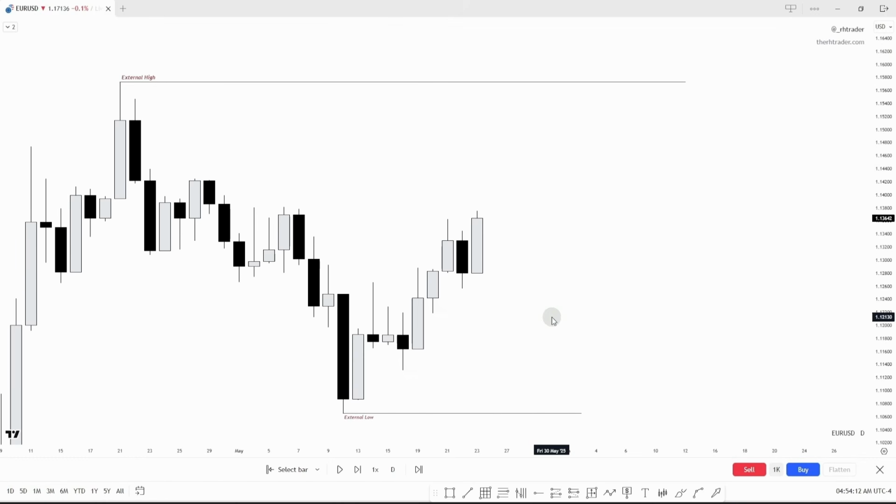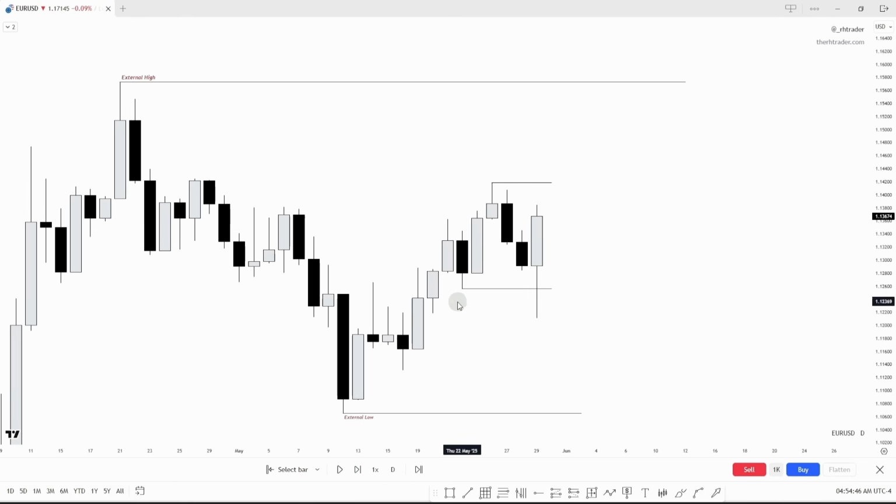This is the Euro USD daily chart. As you can see, the relevant swing high is this external high and this external low. The only other external low is this one. Let's see how price plays out, and we have a very nice external high presented as well. So once price takes either the low or the high, then we can engage in price.